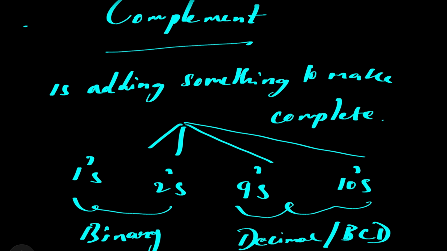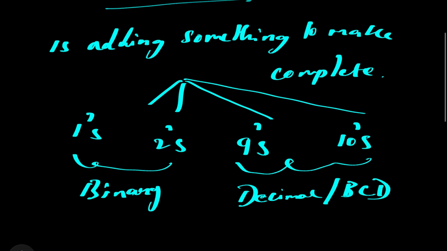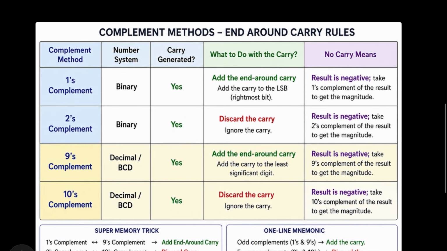Below I give you a clear picture, in a tabular format, so that it will be easy for you to remember. These are the complement methods: ones, twos, nines, and tens complement. Ones and twos, as I said earlier, are meant for binary, and nines and tens are meant for decimal or BCD. Now, while we perform a ones complement, if you are getting the carry, then we have to do an end around carry. When we step into the example, it will be clear for you.